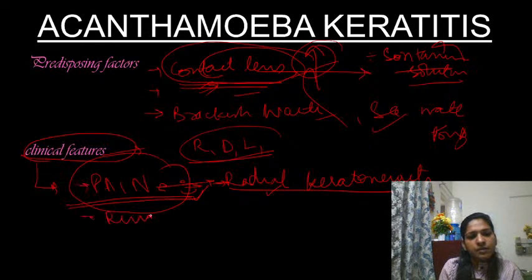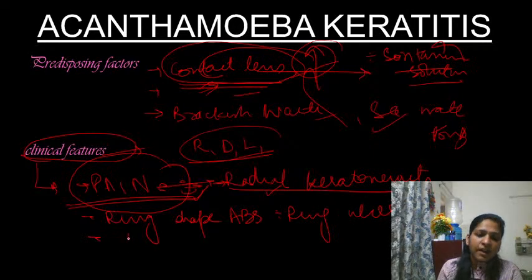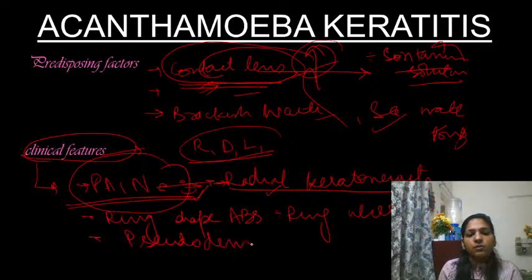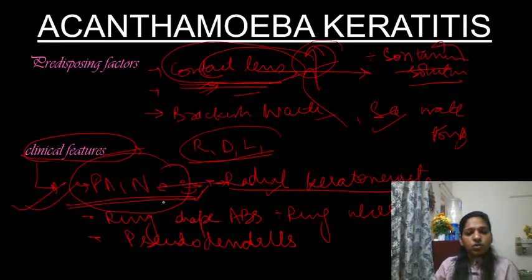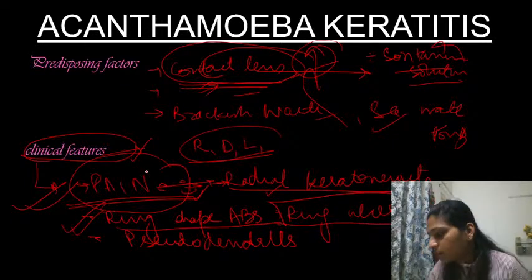Ring shape abscess, or we can say ring ulcer. Dendrites also can be present. Pseudodendrites can also be there in Acanthamoeba. But pain, remember, is the most common feature. Ring shape abscess, ring ulcer we can say. These are the most common features for Acanthamoeba keratitis.